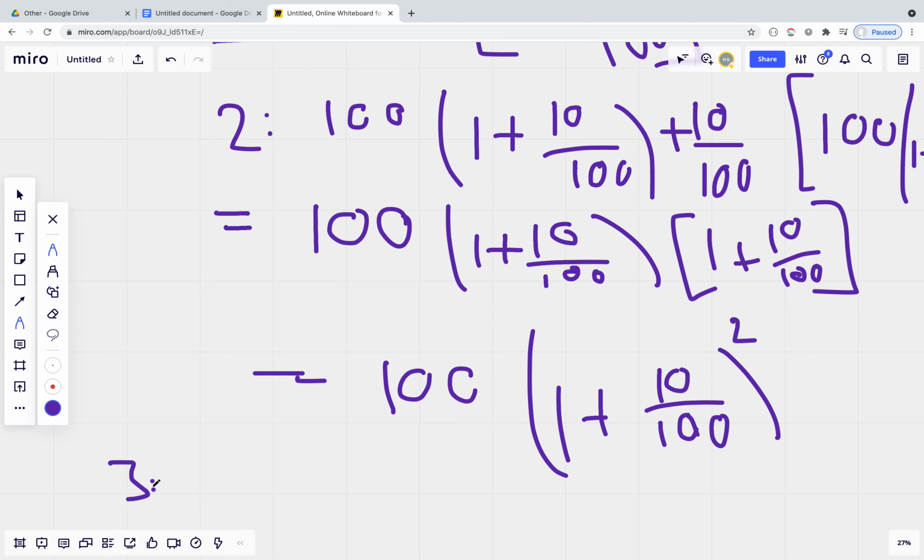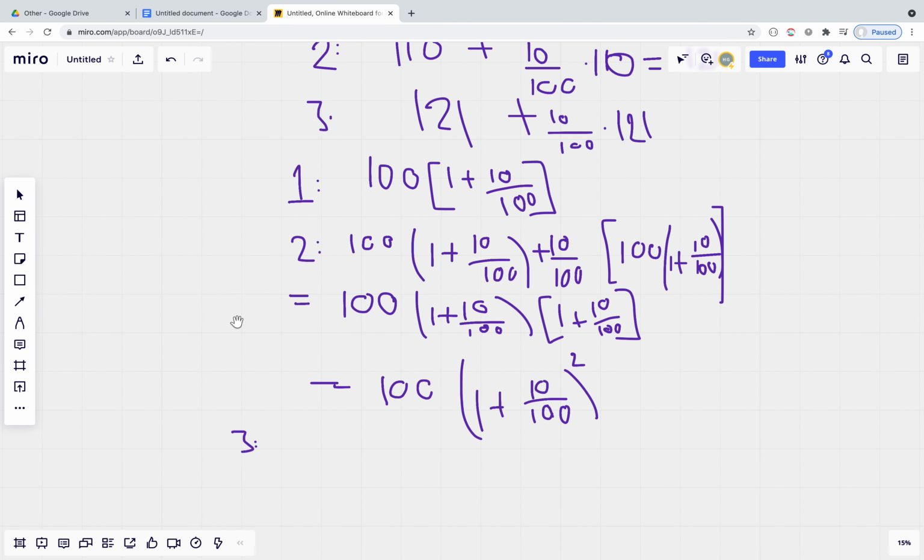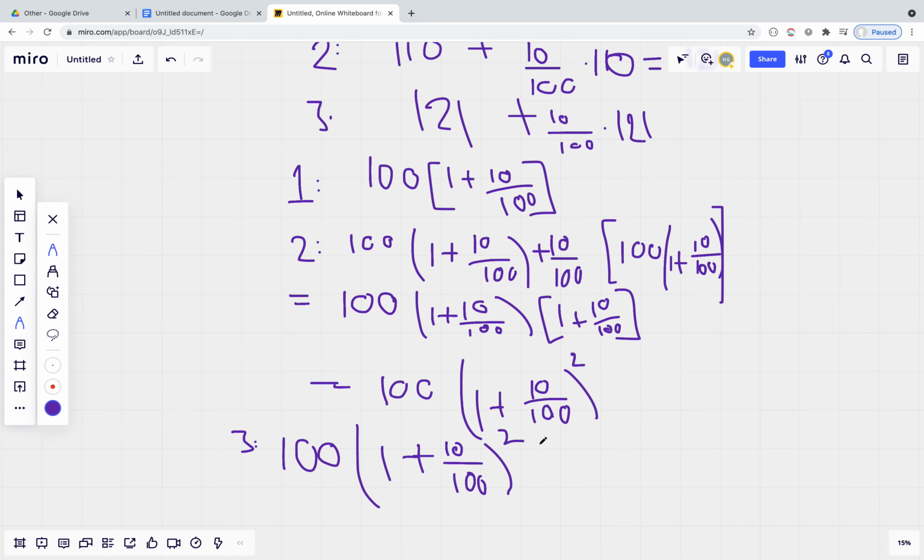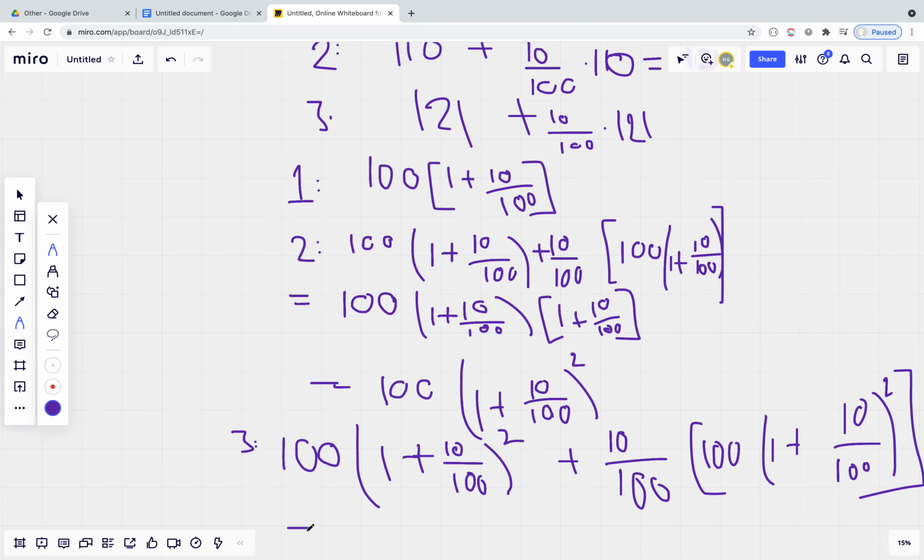In year 3, the exact same thing follows, and I think I will do it for year 3 as well. I'll go through it for year 3 formally. So you owe me what you owed me in year 2, so 100 (1 add 10 over 100) whole squared plus 10% of 100 (1 add 10 over 100) whole squared, right? So you owe me, and I can take out the 100 (1 add 10 over 100) whole squared as a factor, and I'm left with 1 add 10 over 100.